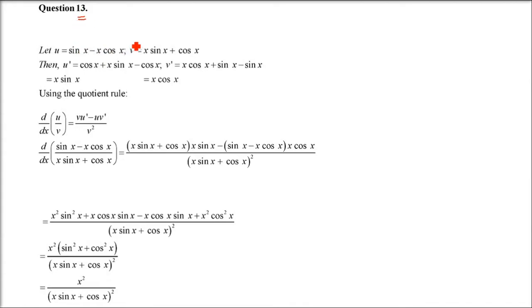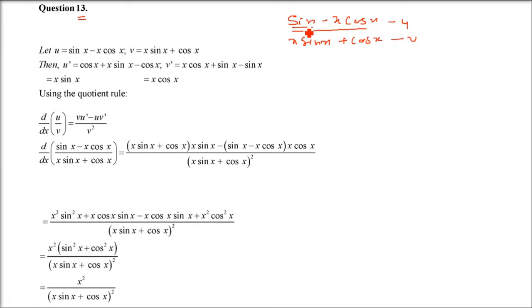Now question number 13 it is. So let me write the question first. Sin x minus x cos x divided by x sin x plus cos x. So this is u, this is v.